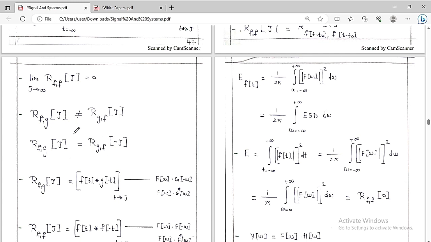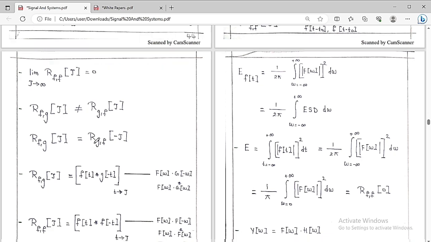The cross correlation of f and g and g and f are not equal when both are plus tau and plus tau, but they are equal when one is plus tau and the other is minus tau. So listen carefully. This is the point always you have to keep in your mind. The cross correlation of f and g at plus tau is equal to the cross correlation of g comma f at minus tau.